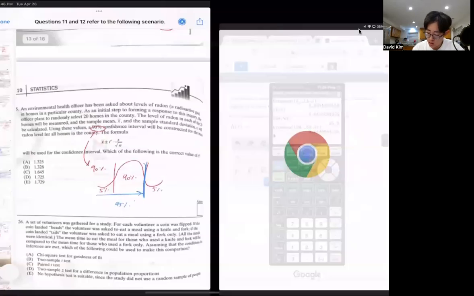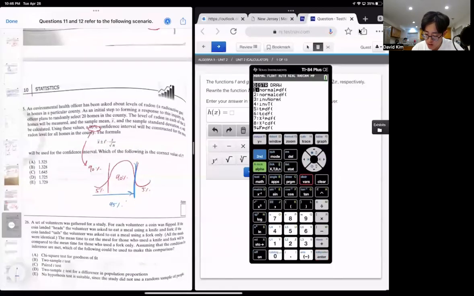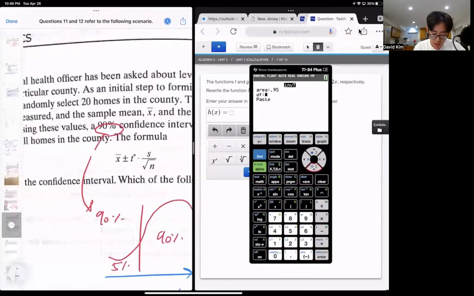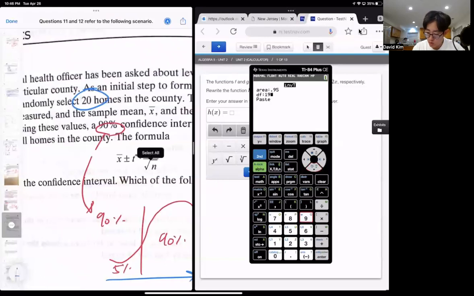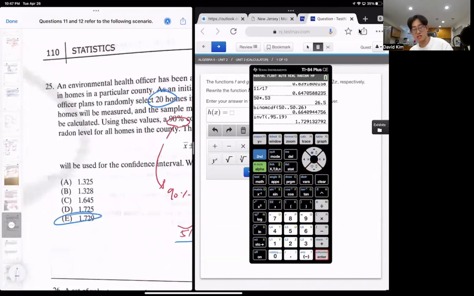So you're simply going to have to go to second vars, inverse T, area is 0.95, degrees of freedom. It seems like they selected 20 homes, so we're going to put 19 for our degrees of freedom. So 1.729 is the correct answer.